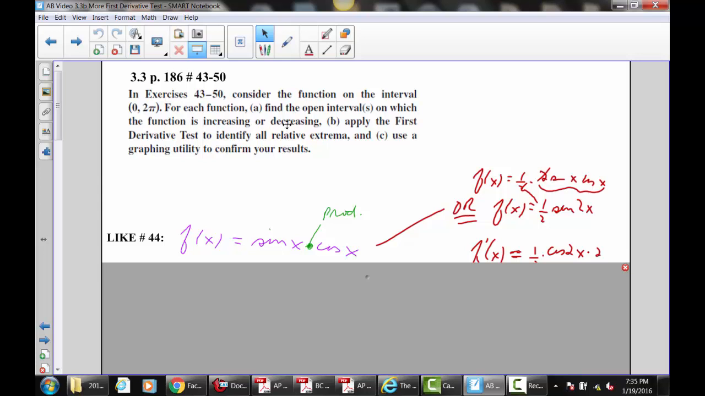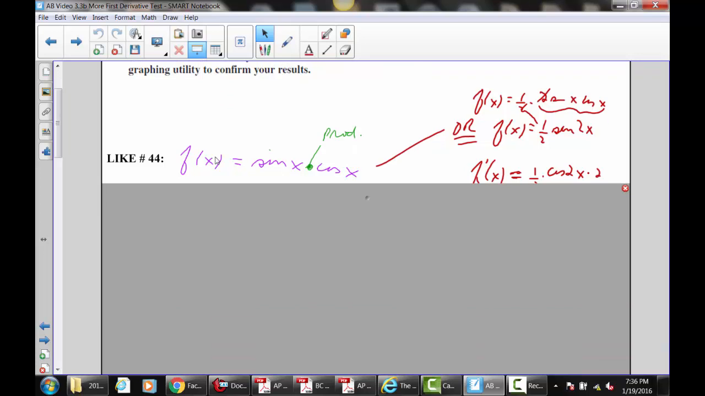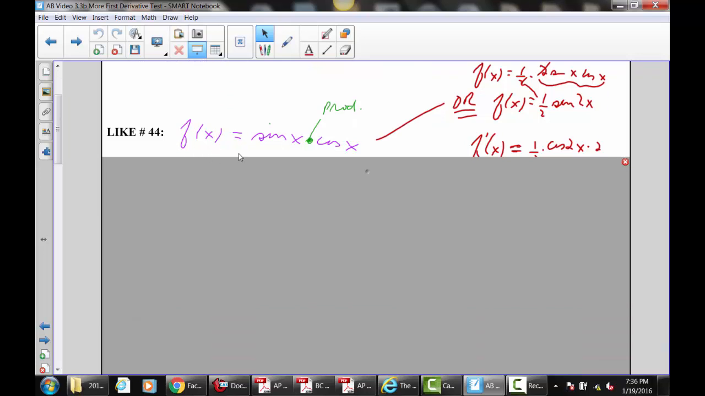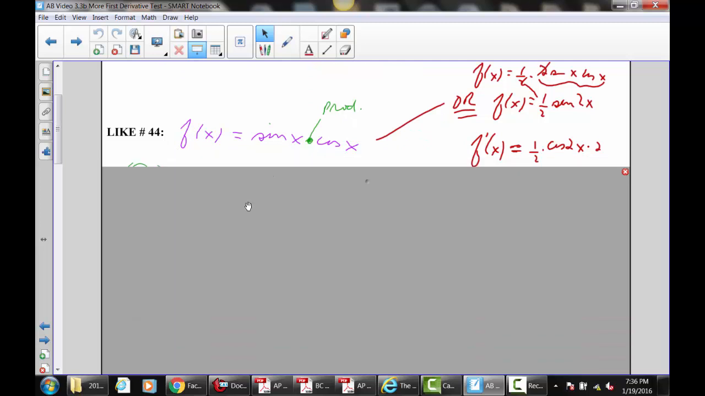Notice they're not reminding you that you need to find the critical numbers anymore. It's automatic. And apply the first derivative test to identify all the relative extrema, and then, of course, use your calculator to make sure that you got the right answer. So this is like number 44. Here's your f of x.